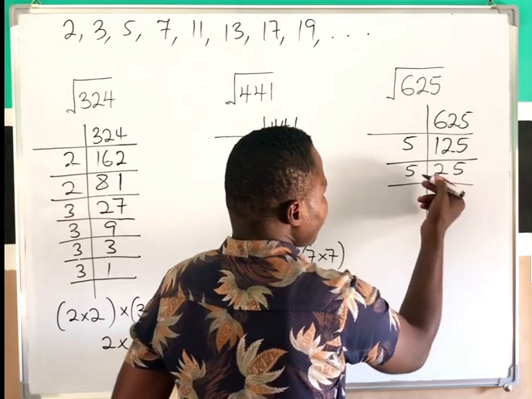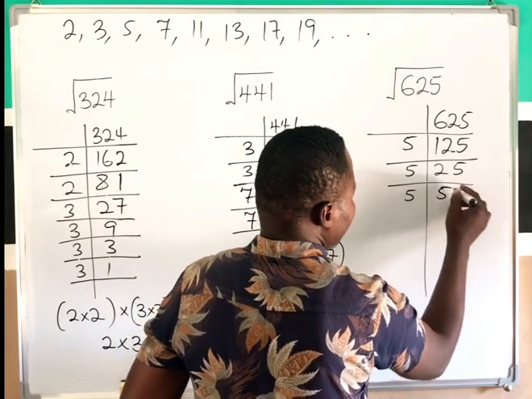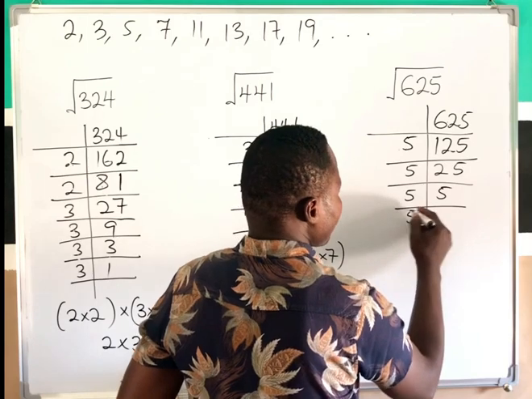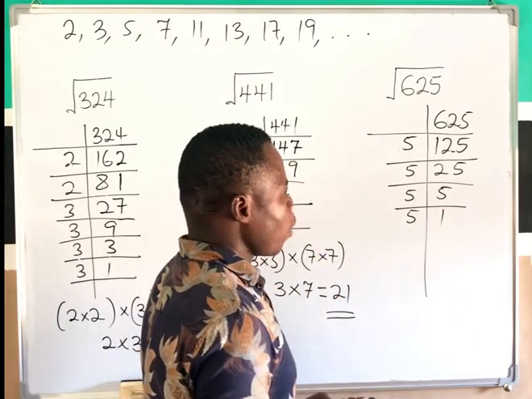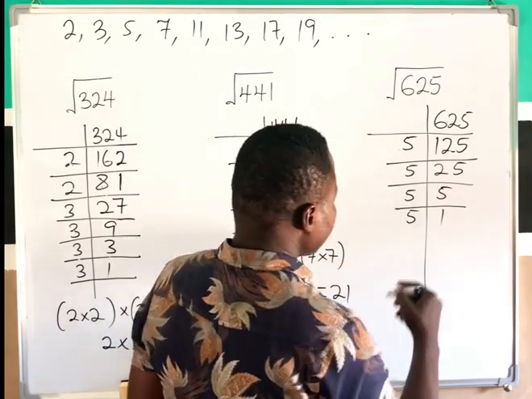Then here, can 25 divide by 5? Yes, that means 5 times 5 is 25. Then here it will be 5 times 1 in that order. So this is how we'll get it.